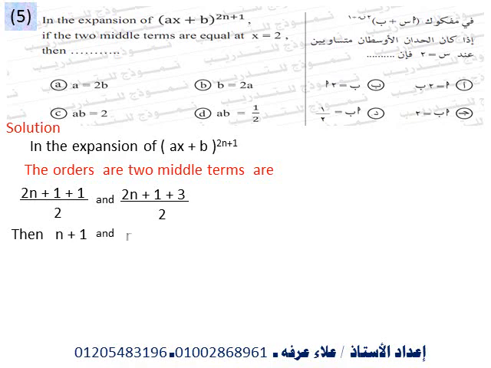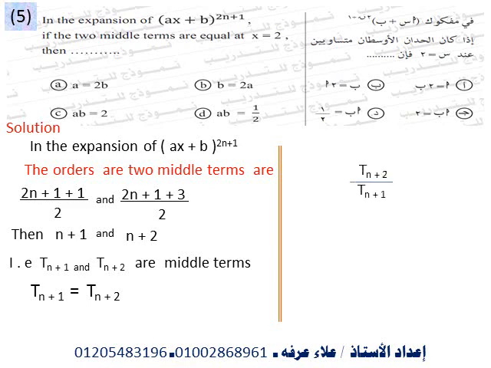The middle terms: then T(n plus 1) equals T(n plus 2). We can get T(n plus 2) over T(n plus 1) equals 1. Then (2n plus 1 minus n) over (n plus 1), multiply the second over the first, multiply b over ax, equals 1.